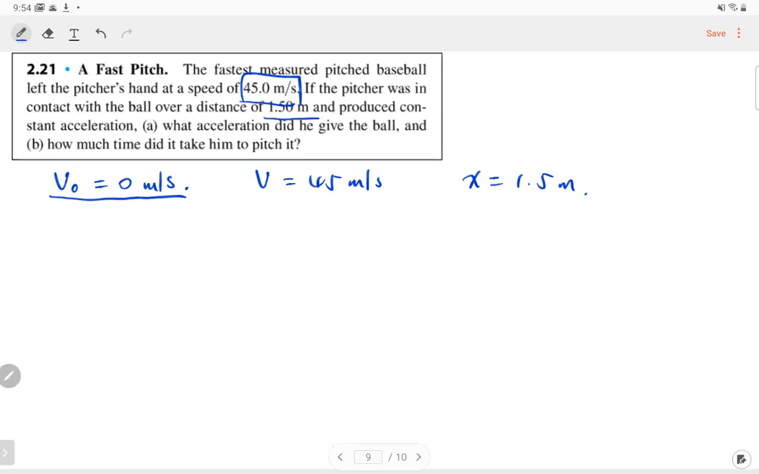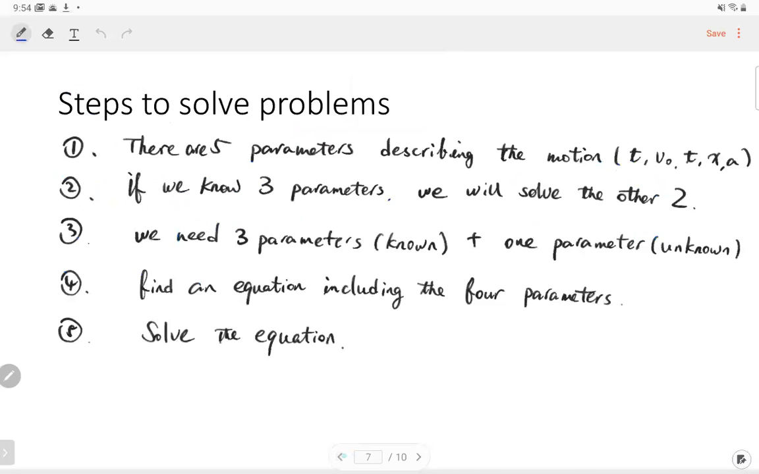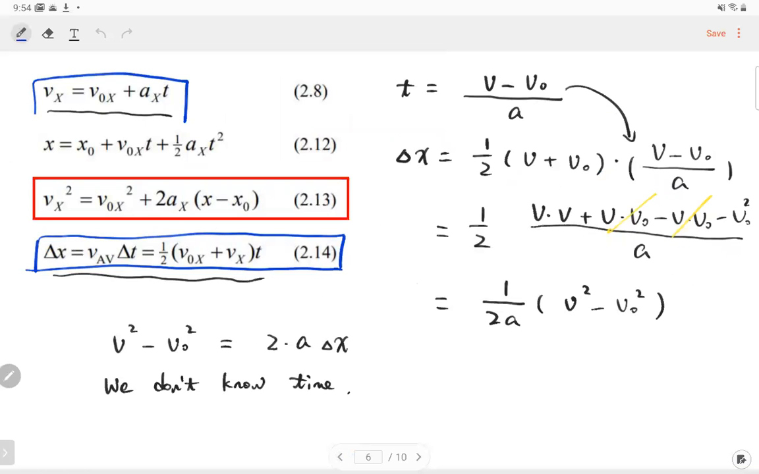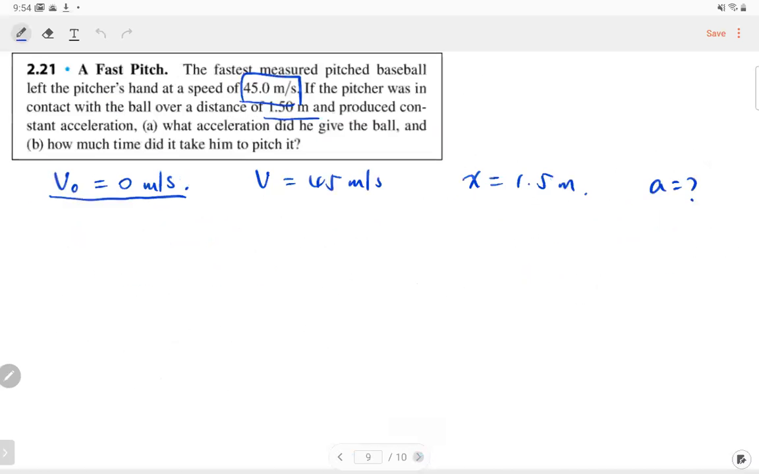So we need to find an equation that includes initial velocity, final velocity, displacement, and acceleration. Which equation contains these 4 parameters? We need an equation without time. Okay, we're going to pick this one without time. Final velocity squared equals initial velocity squared plus 2ax. This equation doesn't include time.